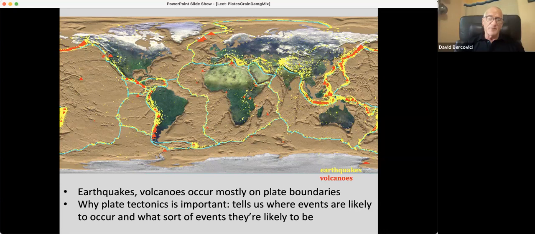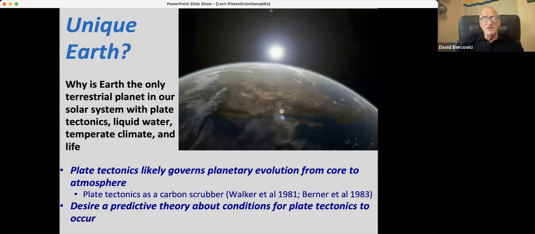But also what's very important is that the mode of volcanism, especially due to subduction, is very unique to the Earth. And the mode of development of continental crust associated with subduction is very unique to the Earth, as far as we know. So it's also very important to tell us not only about the events, but about the types of events.